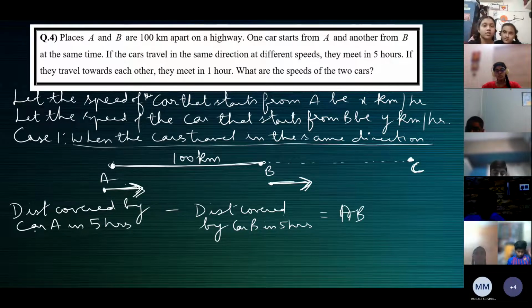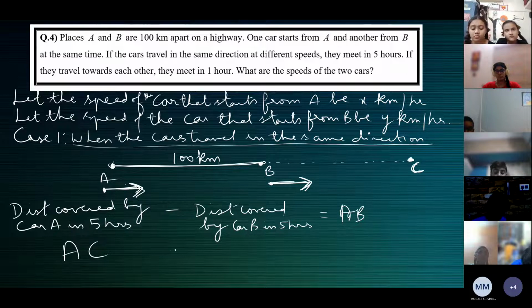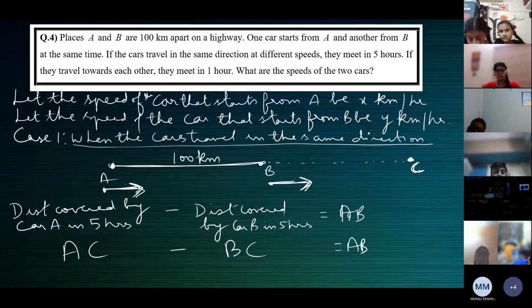So see here, what is the distance covered by car A in 5 hours? What is distance? Speed into time, correct? Or if you want to represent the line segment, it is AC minus BC is equal to AB. Is this correct? What is AC? AC is the distance covered by car A in 5 hours. What is BC? It's the distance covered by car B in 5 hours.